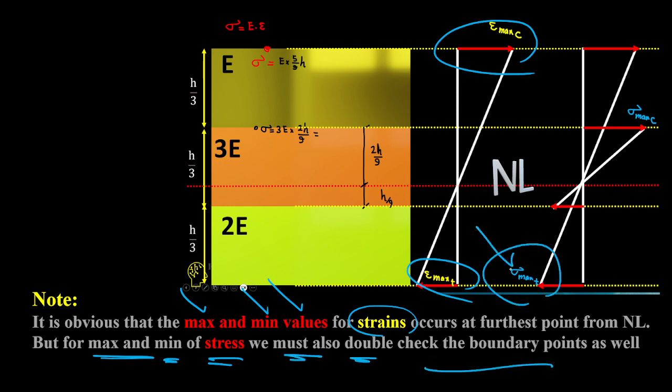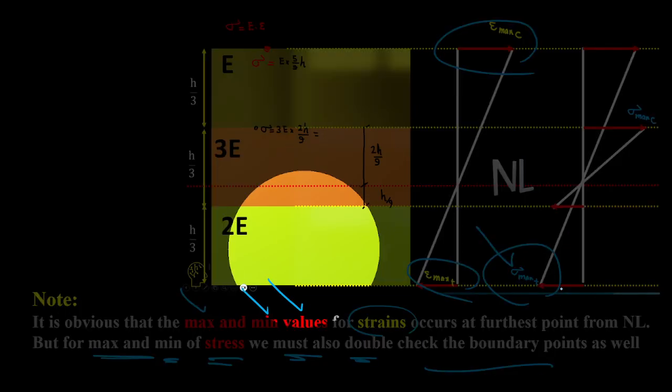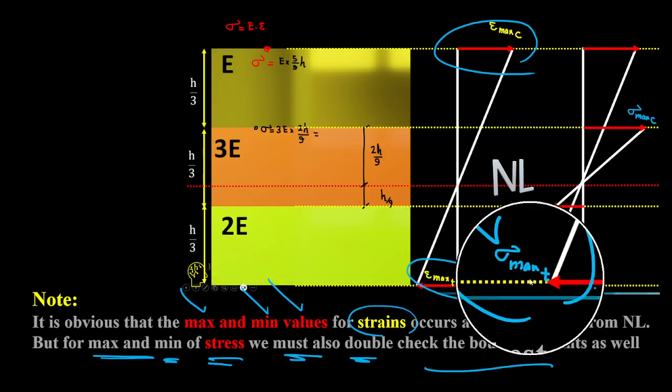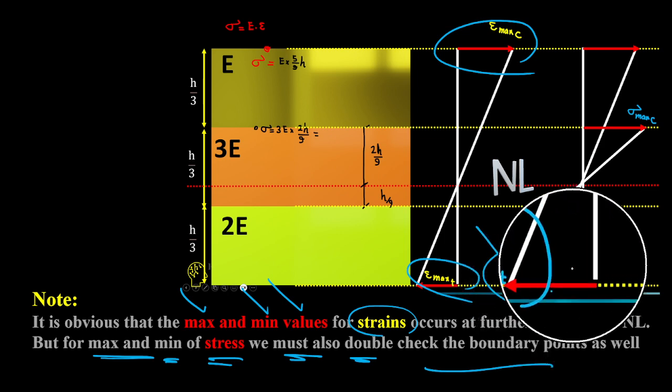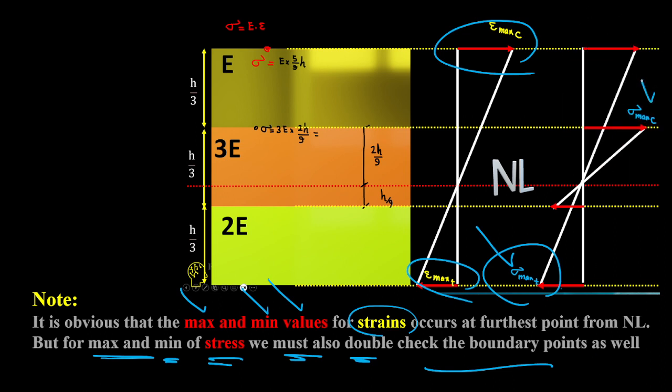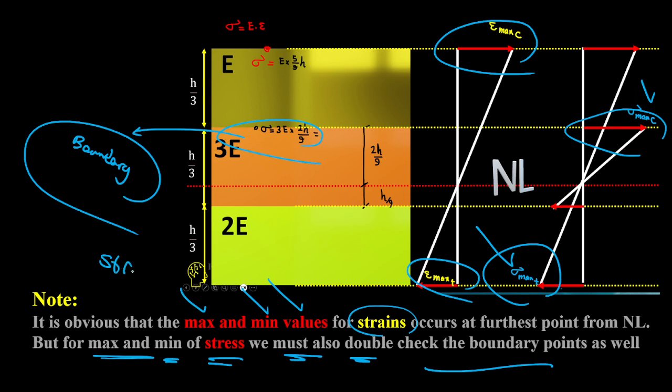So it can happen at the boundary layer, at the farthest distance, but at the same time we need to double check. For example, sigma maximum tensile happens at the very bottom of the section, but sigma maximum compression doesn't happen at the very top; it happens at the boundary layer. So for stress, we need to double check the boundary layers, including the farthest distance from the centroid as well.